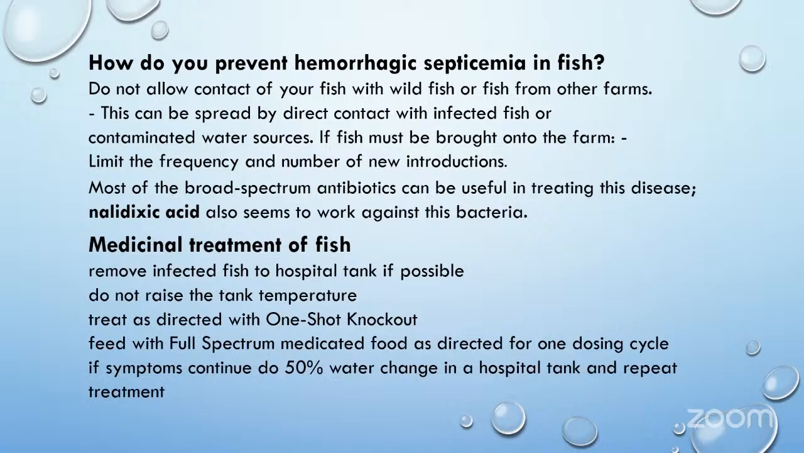Now, how to prevent this hemorrhagic septicemia? Do not allow contact of your fish with wild fish or fish from other farms. This can be spread by direct contact with infected fish or contaminated water sources. If fish must be brought into the farm, limit the frequency and number of new introductions. That means new fish should not be added so much. The number of fish should be limited.